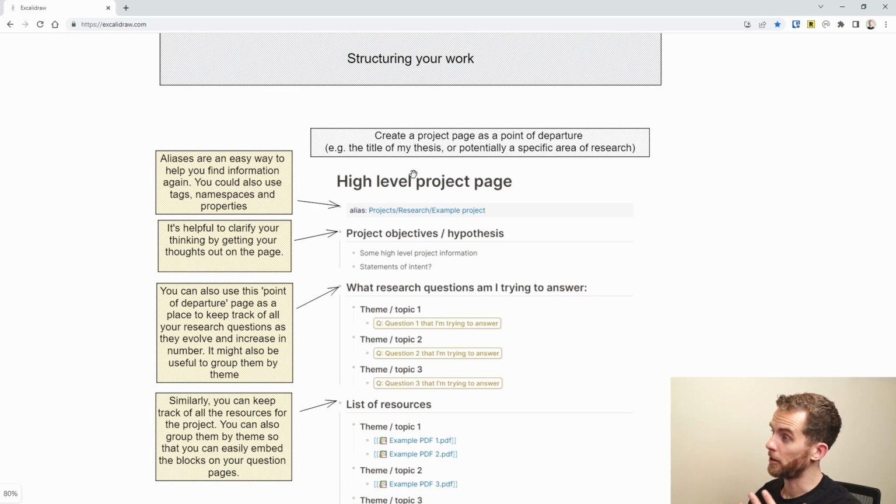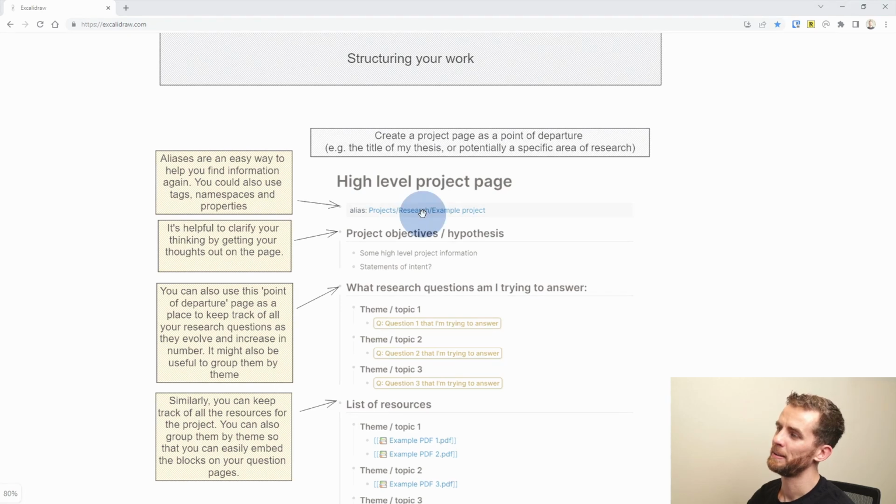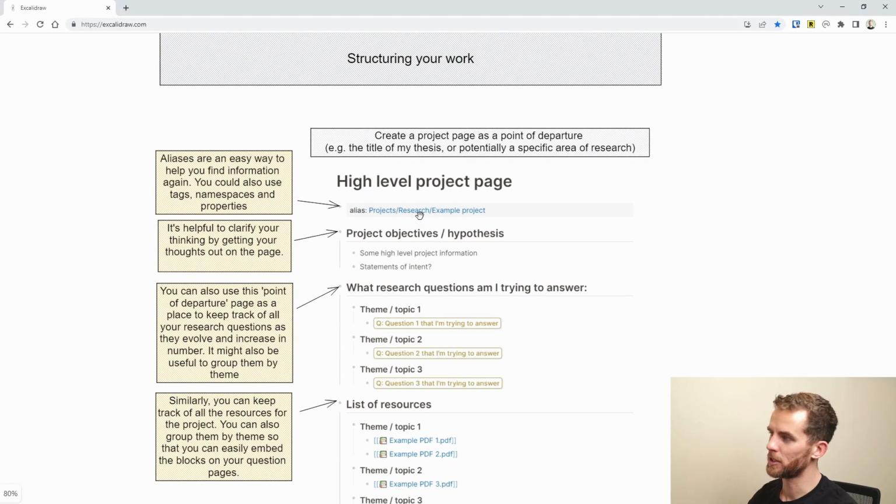But as I say, I create a project page as a high-level point of departure. So I'll just call it high-level project page. Now I've added an alias there so that it's easy to find. You can also add tags there. So like for this video, for instance, it's how to conduct a research workflow in Logseq or whatever.